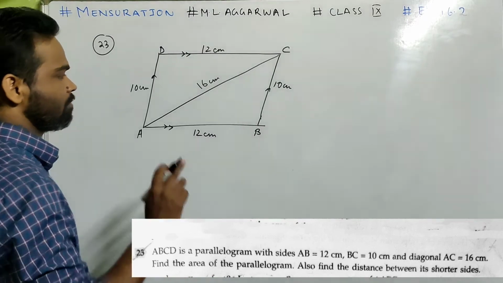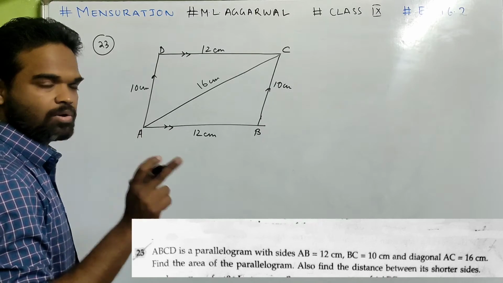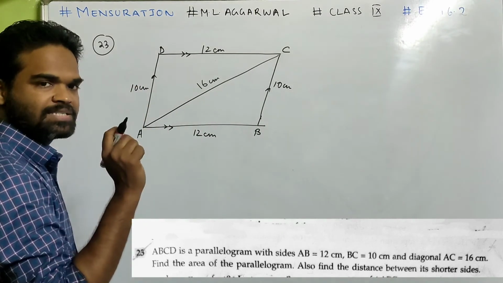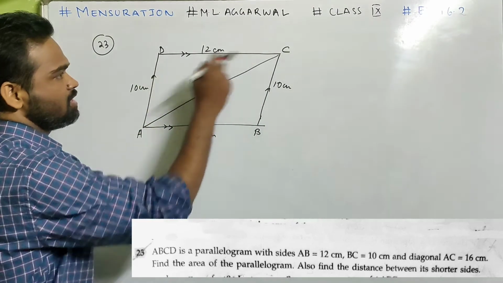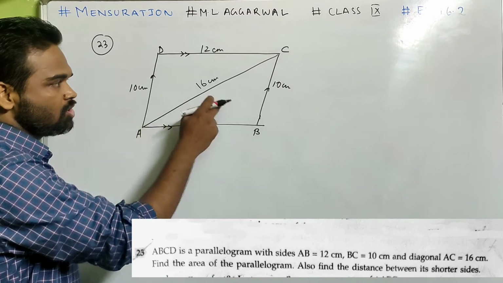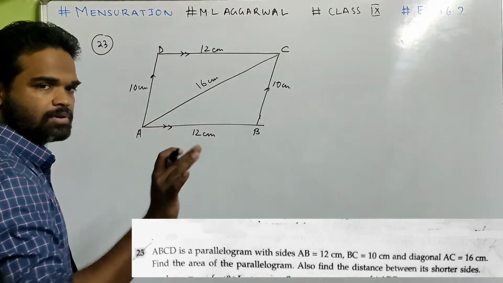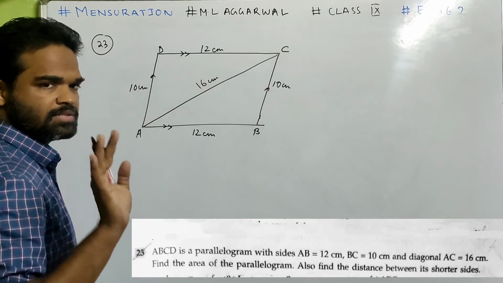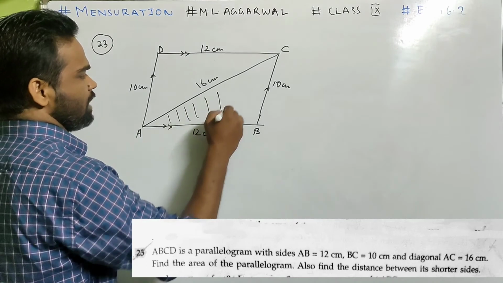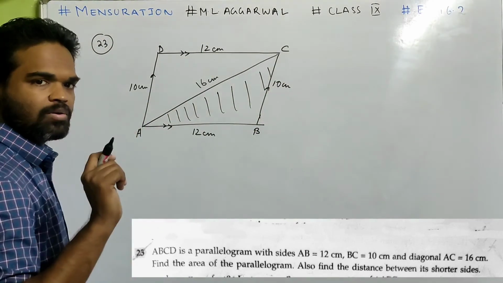Now look carefully. In this figure, the diagonal bisects the parallelogram into two triangles which are congruent. By side property, AB and DC are equal, BC and AD are equal, AC is common. So these two triangles are congruent, which means the areas will also be equal. If two triangles are congruent, the areas are equal. Now, I'll find the area of one of the triangles. Then if you multiply by 2, you will get the area of the parallelogram.